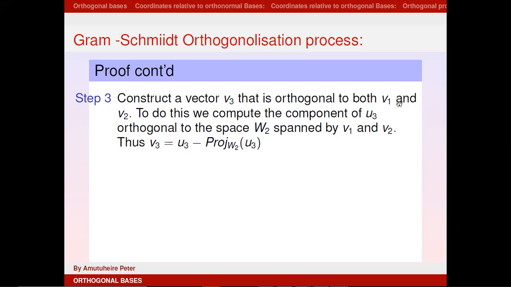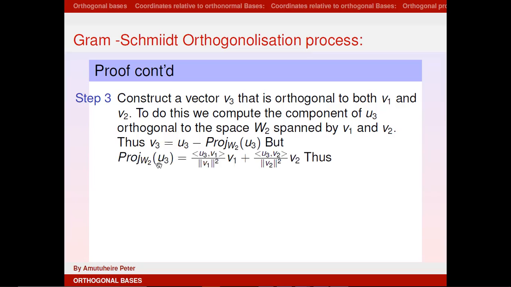That is orthogonal to both V1 and V2, because now we have V1 and V2. V2 should be orthogonal to V1, and V3 should be orthogonal to both V1 and V2. To compute this, we compute the component of U3 which is orthogonal to the space W2 spanned by both V1 and V2. So it means that V3 is going to be U3 minus the projection of U3 on W2, whereby W2 is the space spanned by V1 and V2.